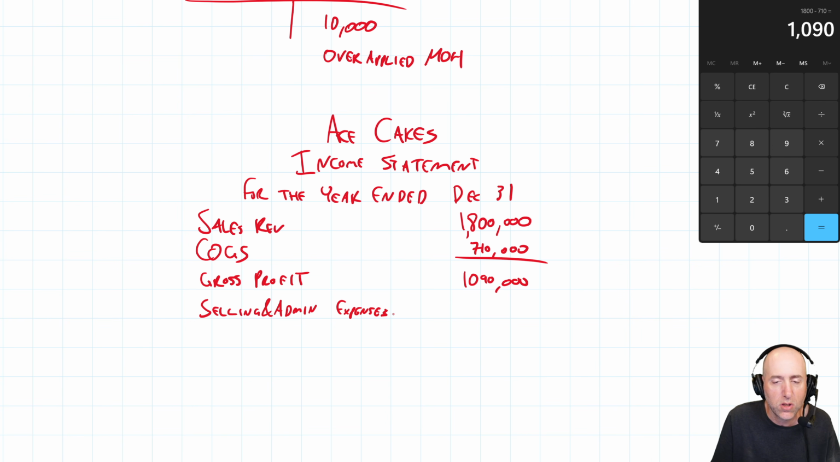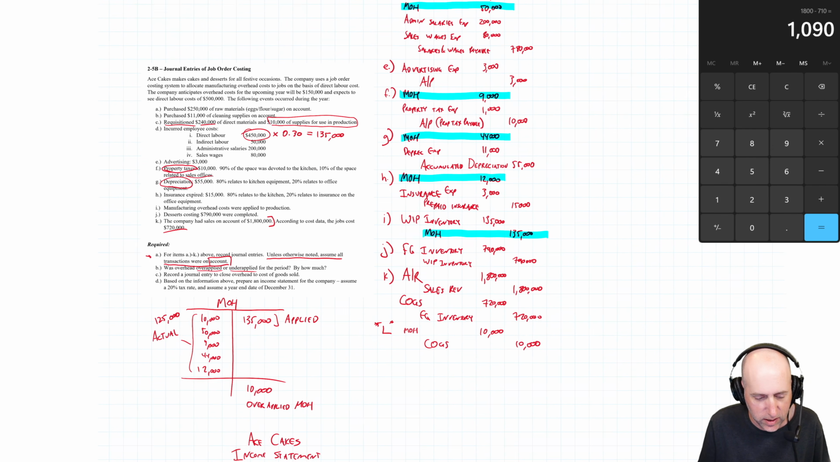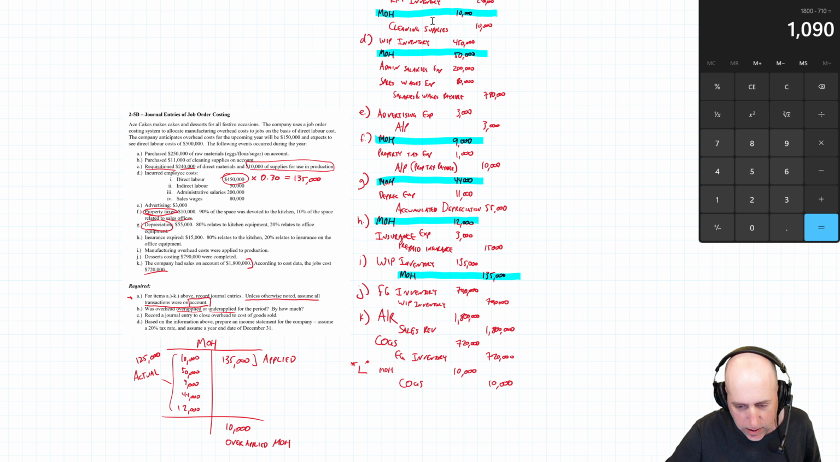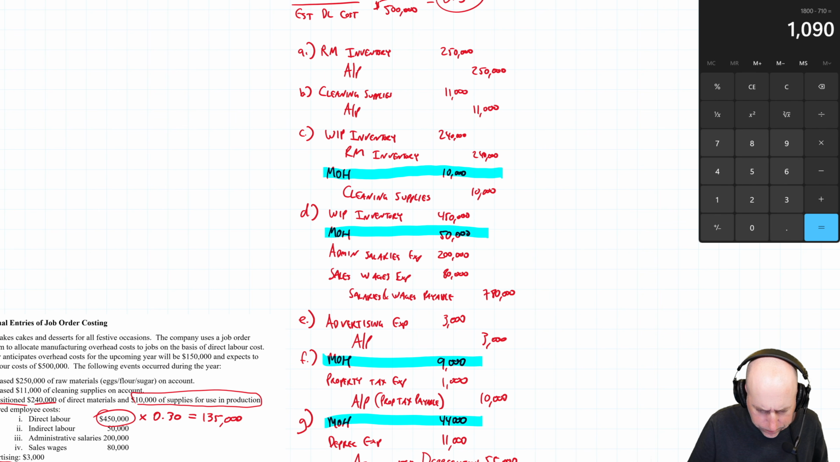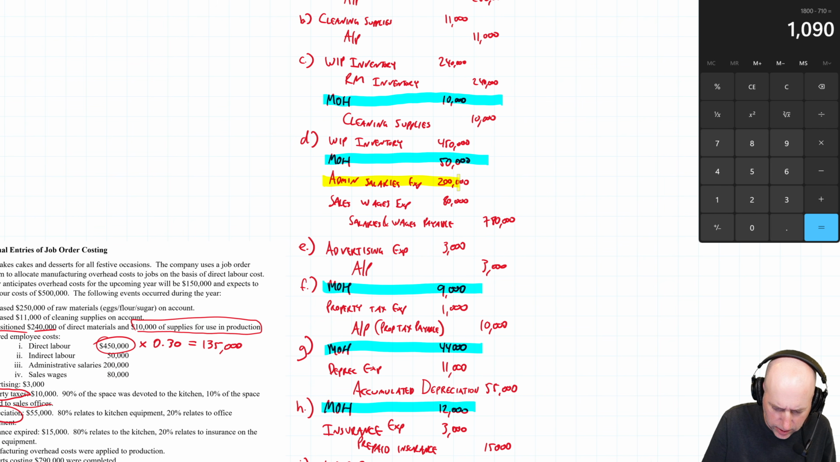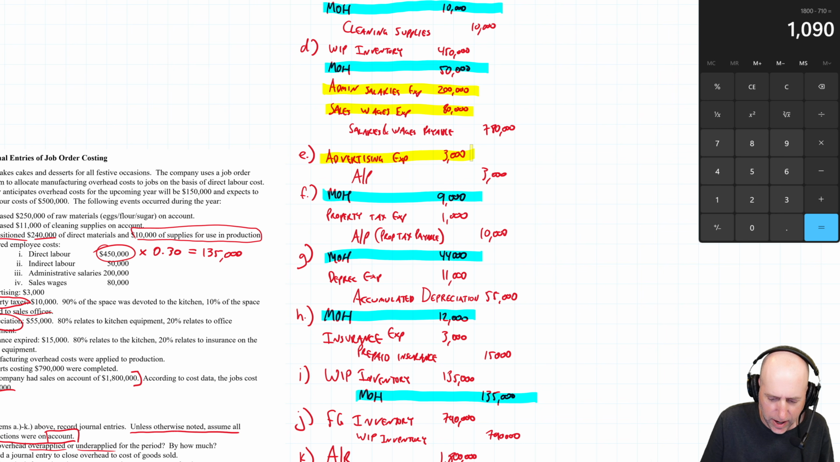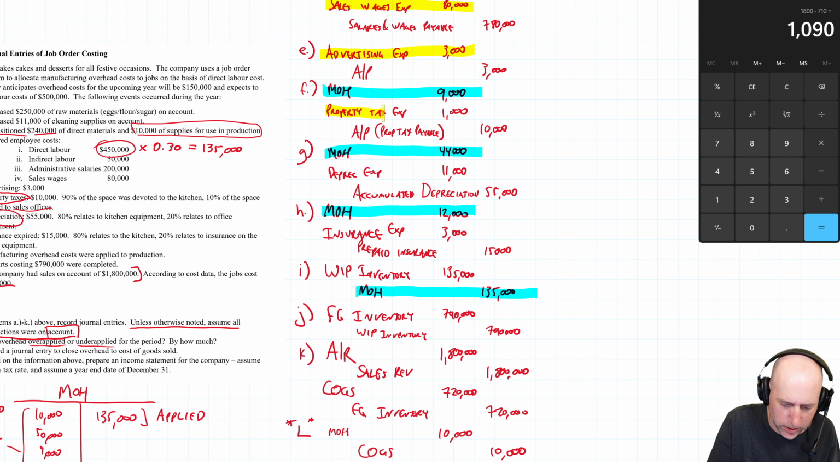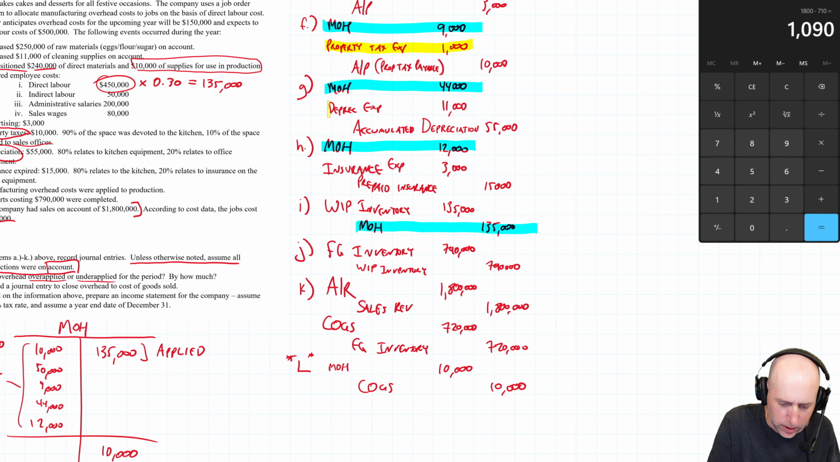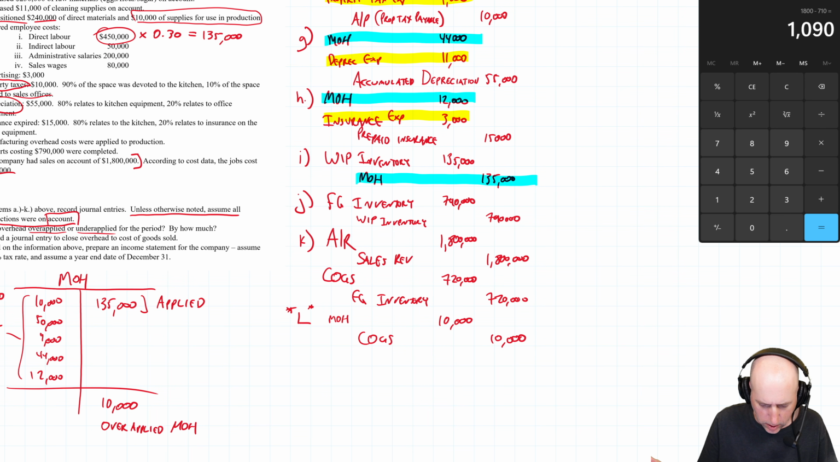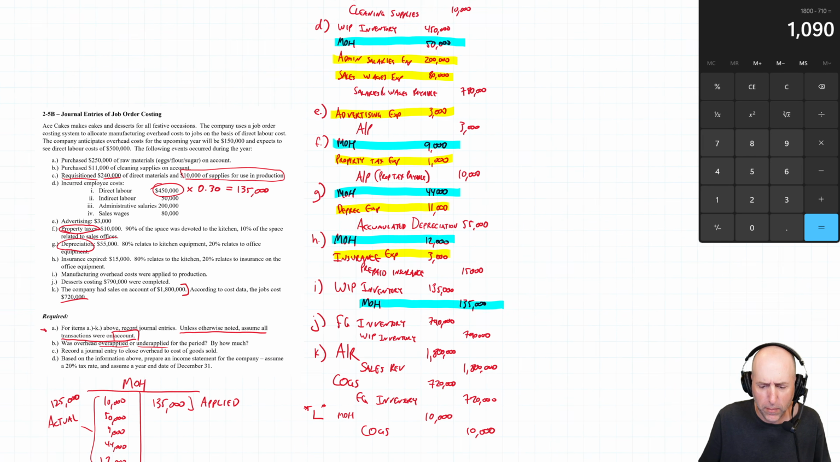And I'm going to have to just dig through my journal entries looking for expenses. So let me grab a yellow highlighter and we will go fishing for some expenses here. No expenses, no expenses, no expenses. Here we go. Admin salaries expense, sales wages expense, advertising expense. Notice they're all debits. Property tax expense, depreciation expense, insurance expense. That's it.